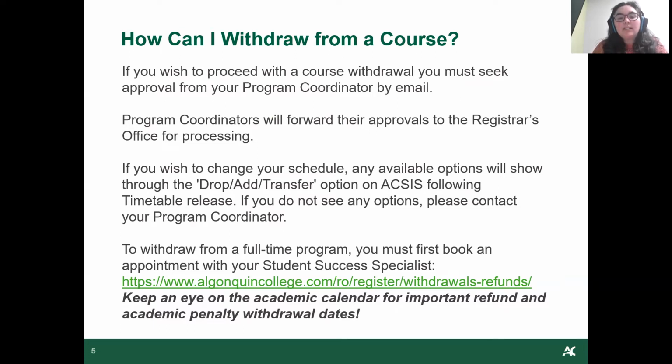Withdrawing from a single course within a full-time program or multiple courses after the refund date requires approval from your program coordinator. Your coordinator should receive this request via email and, once approved, will forward your request to us, the registrar's office, for processing. To withdraw from a full-time program, you must first book an appointment with your student success specialist at the link shown on the slide here.